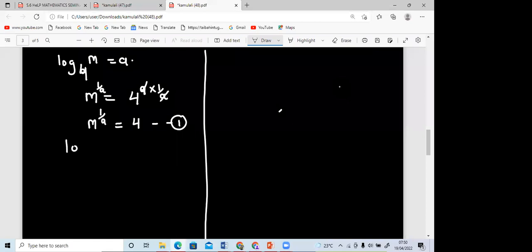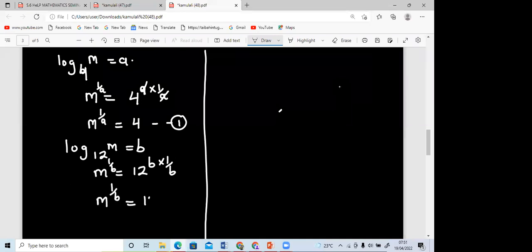Then when I come to the next one, I have log base 12 of m equals b. So what will I have? This is the same as having m equaling 12 power b. I'm going to apply the same thing here, multiplying this side by 1 out of b and this side by 1 out of b. So I'll have m^(1/b) is equal to 12. And I can call this my second equation.